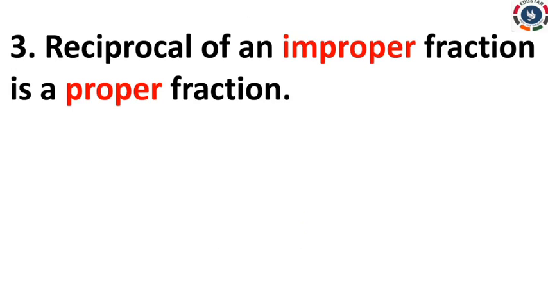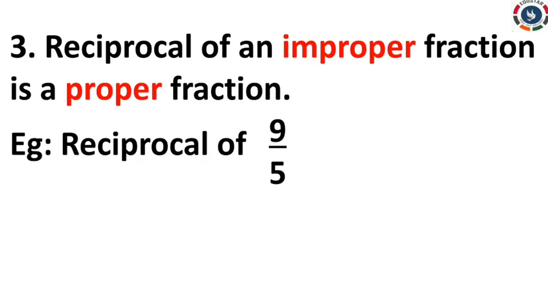Number 3. The reciprocal of an improper fraction is a proper fraction. For example, the reciprocal of 9 by 5. The numerator is greater than the denominator, so it is an improper fraction. So what is the reciprocal of 9 by 5? It is 5 by 9. Just interchange the numerator and denominator. So 5 is the numerator, it is lesser than the denominator, so it is a proper fraction.